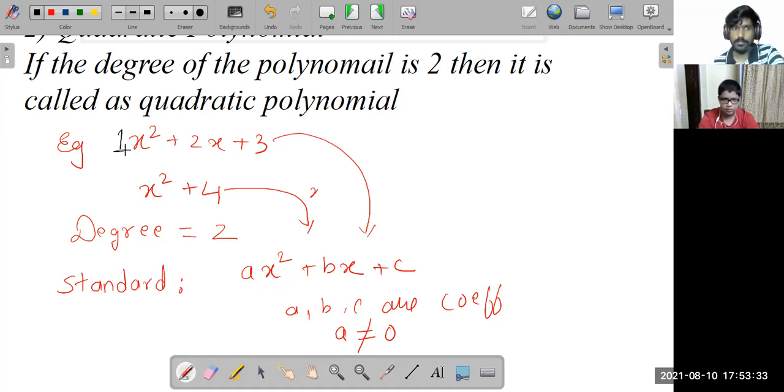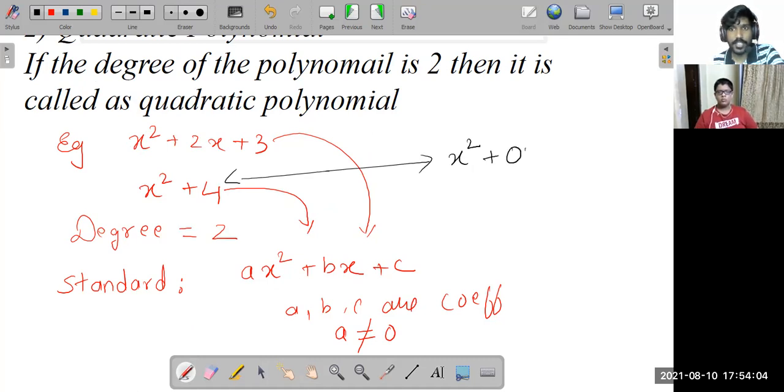Yes, sir. When we don't write any number in front of the variable, it is understood that the coefficient is 1. If a term is absent, then we put 0, like in this second case. Here, the square term is there, but the term with the variable to power 1 is absent. So we can write it as 0x plus 4. Now this is of this form. Yes or no?